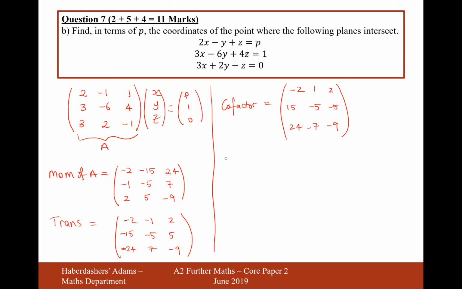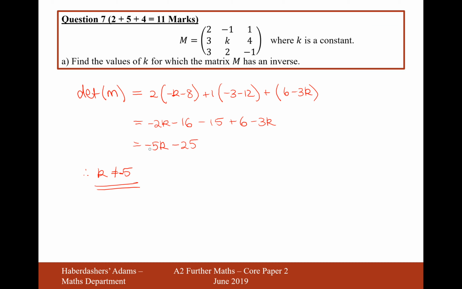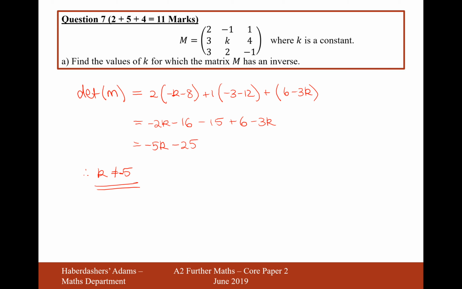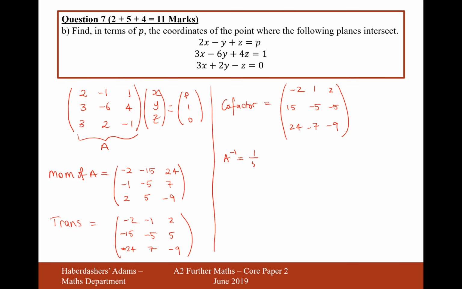And then the answer, A inverse, is going to be 1 over, now what was the determinant back here? It was minus 5k minus 25. In this case here, k was 6, so it'd be minus 5 times minus 6, that would be 30, minus the 25 would be 5, so it'd be 1 over 5 times minus 2, 1, 2, 15, minus 5, minus 5, 24, minus 7, minus 9.